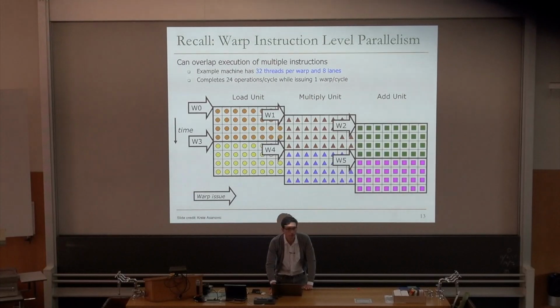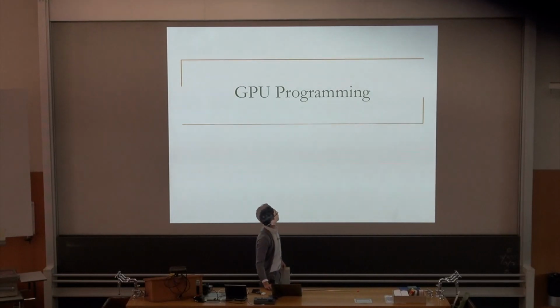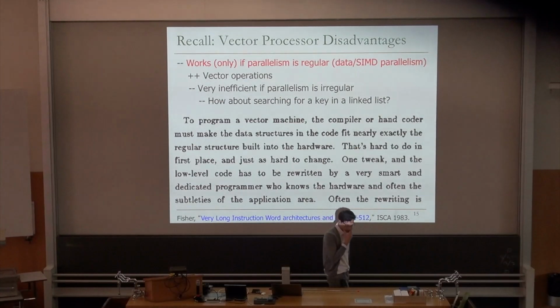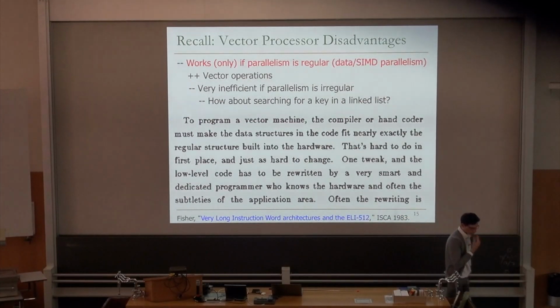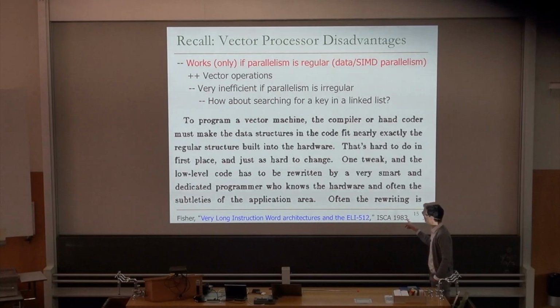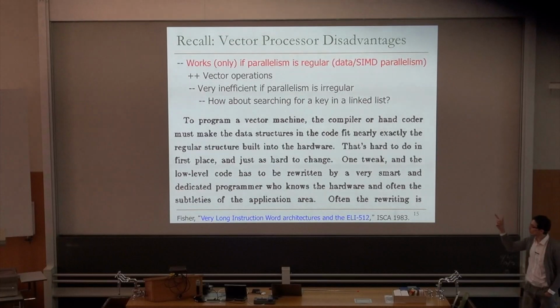Any questions so far? Okay, so then let's start talking about how to program GPUs. And you might also remember this slide, vector processor disadvantages. We were talking about vector processors. We said that vector processors can allow us to exploit data parallelism that inherently exists in many applications, but they have disadvantages. And one of the main disadvantages that was pointed out by Fisher in 1983 is that it's difficult to program them. You can read this.